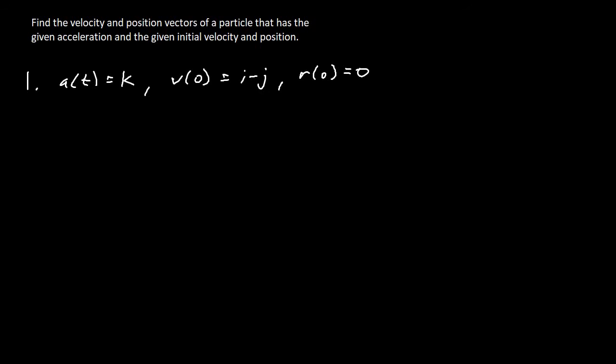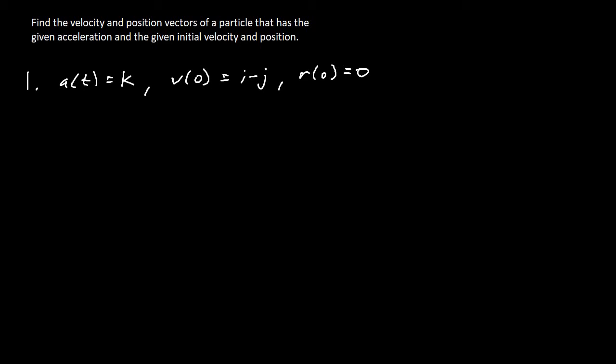So for this next problem, let's go ahead and find the velocity and position vectors of a particle that has a given acceleration and the given initial velocity and initial position. So for number 1, we have a of t, the acceleration function, equals k. Now the initial velocity here, v of 0, equals i minus j, and the initial position, r of 0, equals 0.